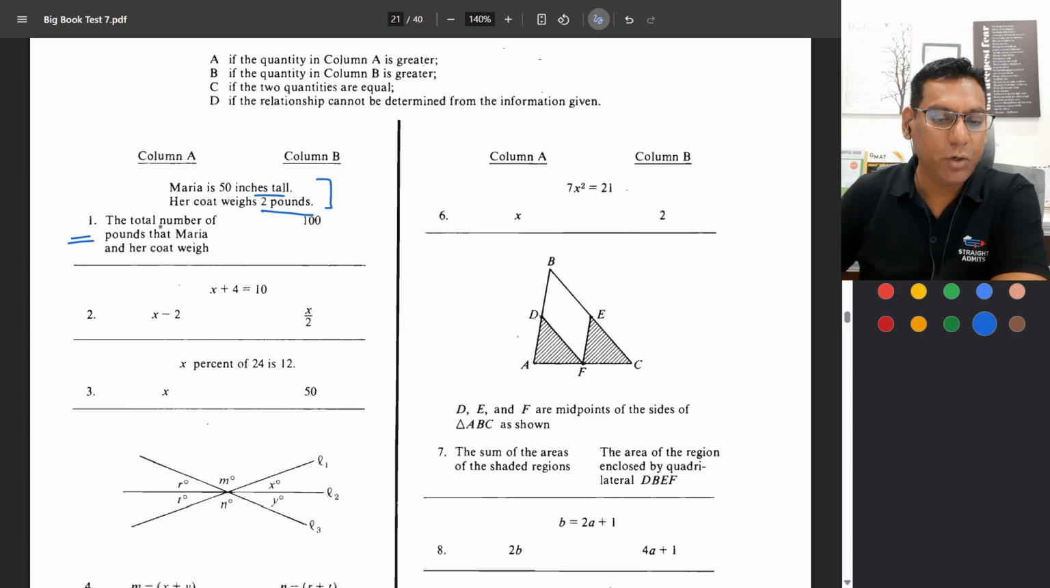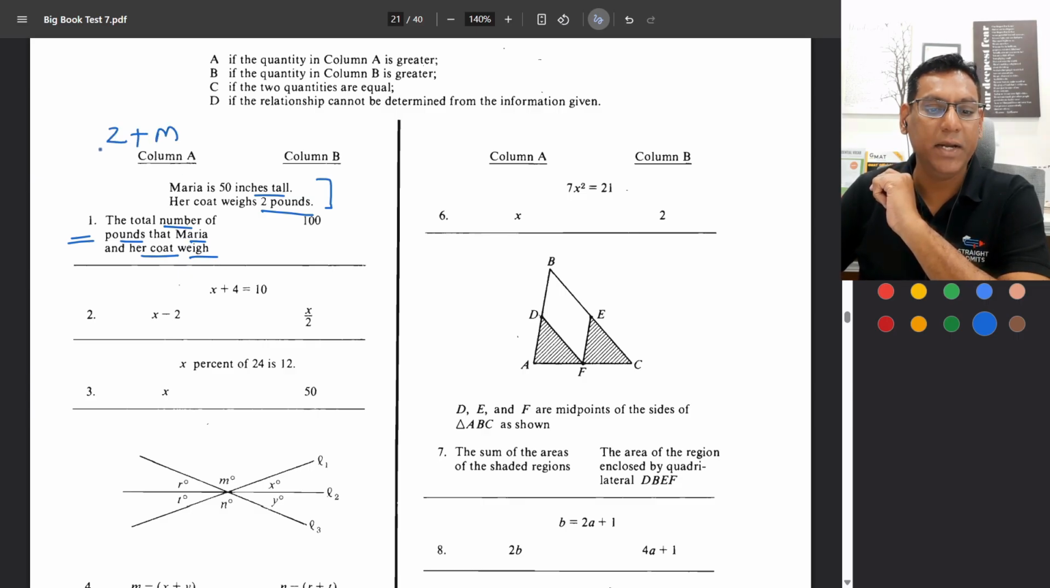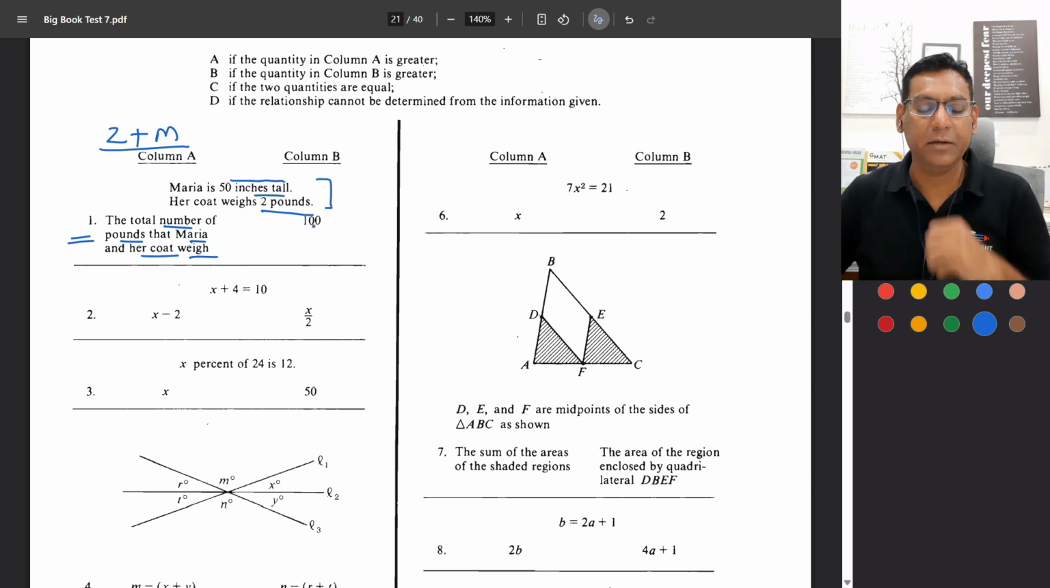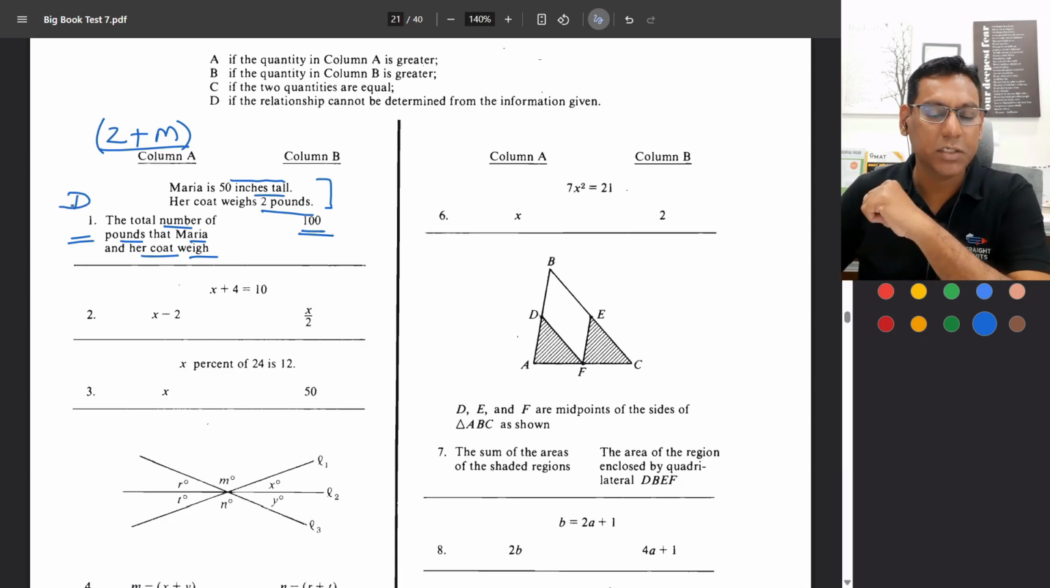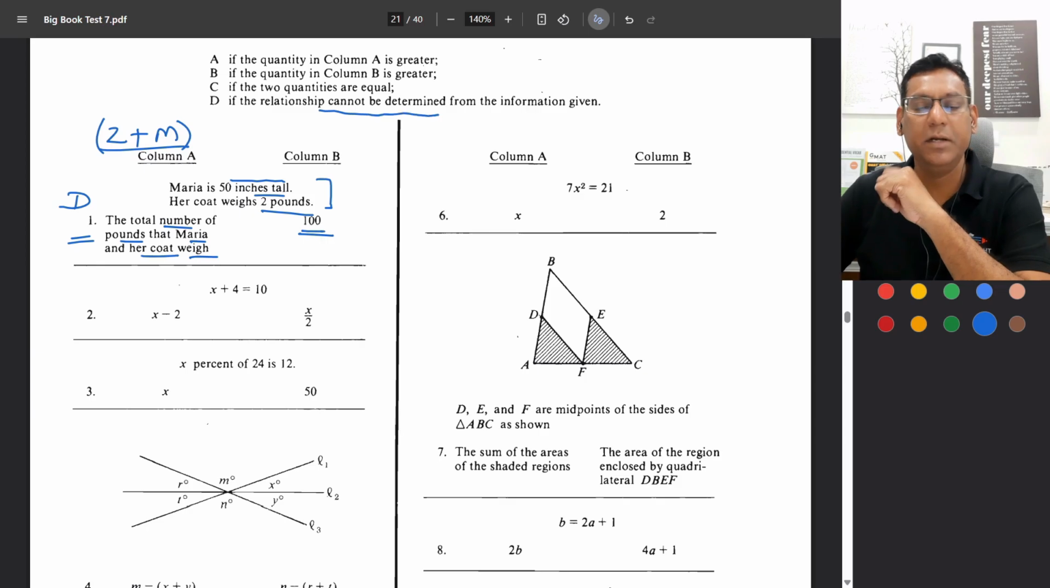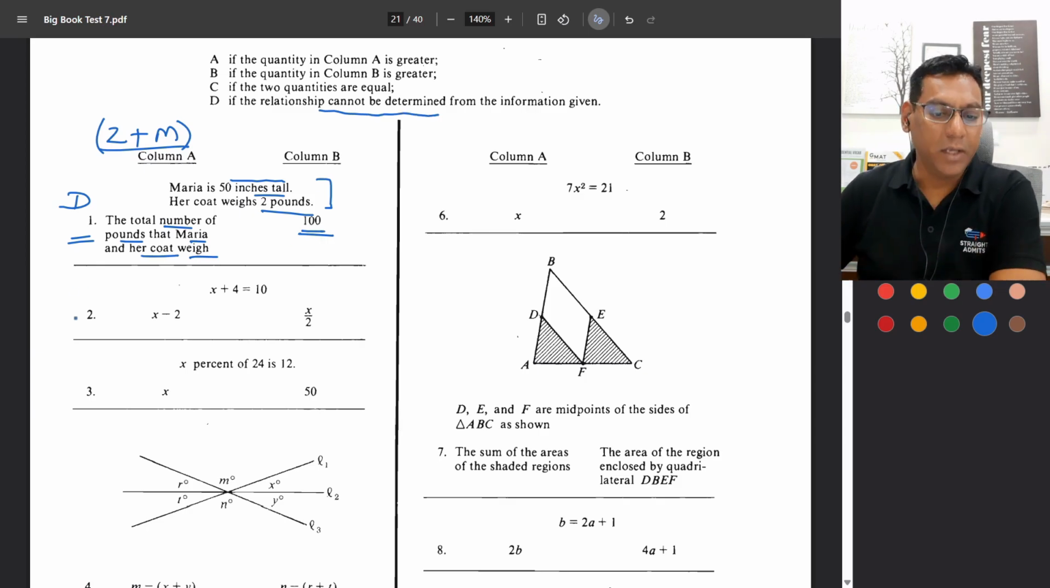Let's see what we have to compare. The total number of pounds, so they are asking weight, the total number of pounds that Maria and her coat weigh. Okay, so that's going to be 2 pounds for the coat and then Maria's weight in pounds, which we don't know. All we know is Maria's height. So we don't really have any number for this, so we can't compare it with 100. So this is going to be answer choice D. Relationship cannot be determined.